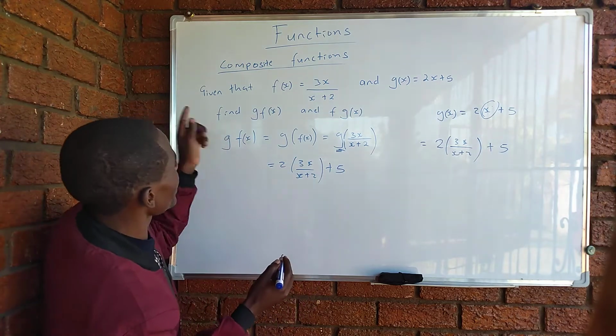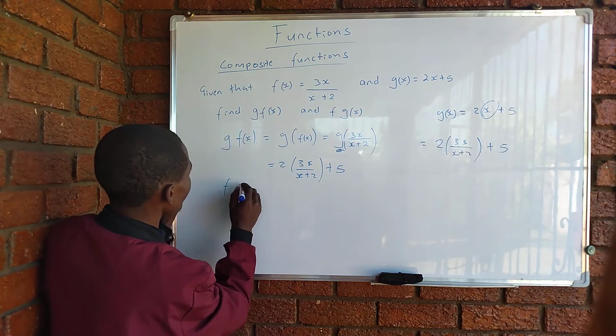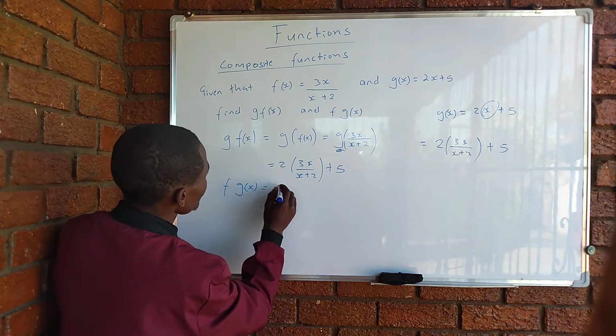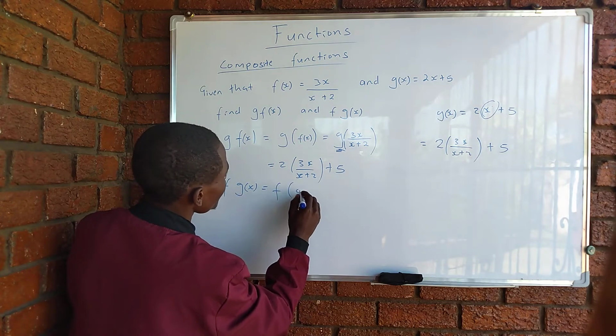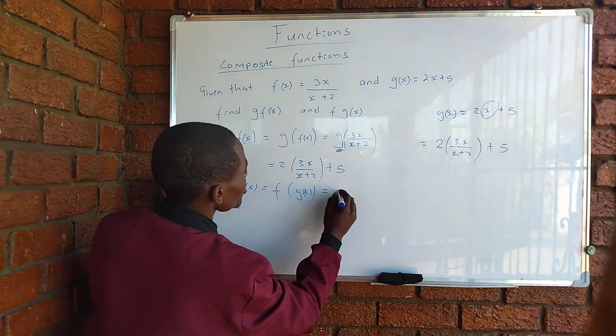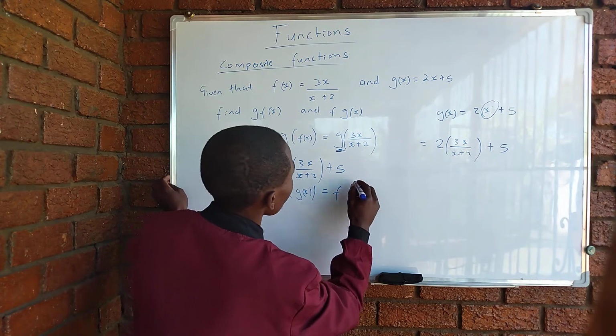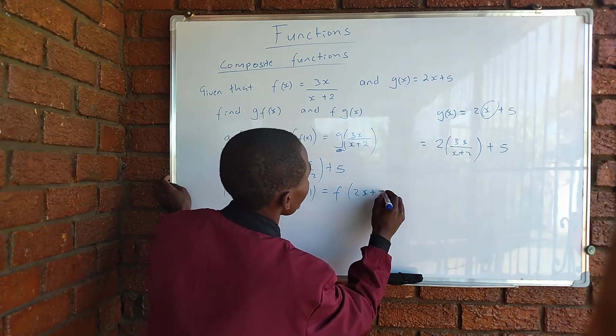Now we are doing fg of x. fg of x is equal to f of g of x, and g of x is 2x plus 5, right?